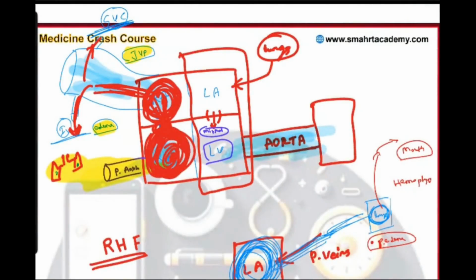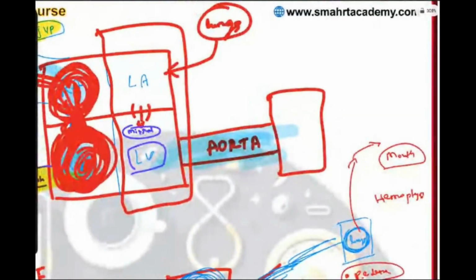There is back pressure. That back pressure is causing venous distension. In the upper part of the body, it is visible as JVP. In the lower part of the body, it is visible as edema. In left heart failure, due to backward pressure, it is causing venous blood stasis in the lungs, leading to pulmonary edema, hemoptysis, etc. So these are the main findings.